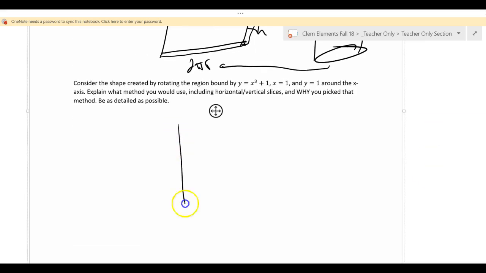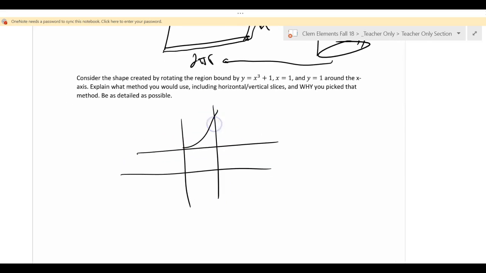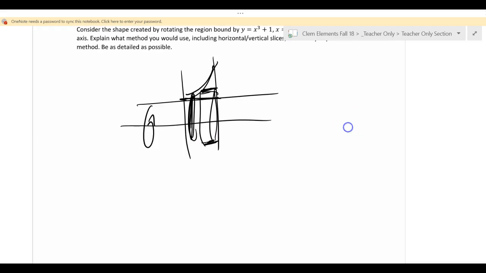This one, a couple ways. Okay, it's around the x-axis. It kind of looks like this. Around the x-axis, that's this way. So you could do horizontal slices, giving you shell. I'd give you a shell right there. Or you could do vertical slices with washer. Yeah, and here's your outer and there your inner right there. Okay, hope this has been helpful.